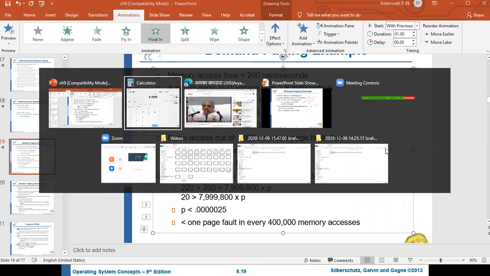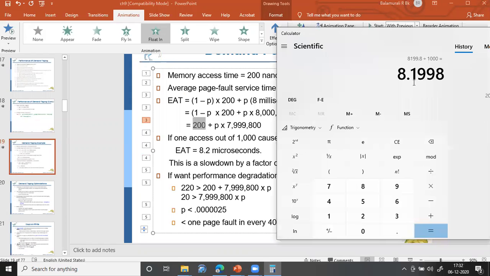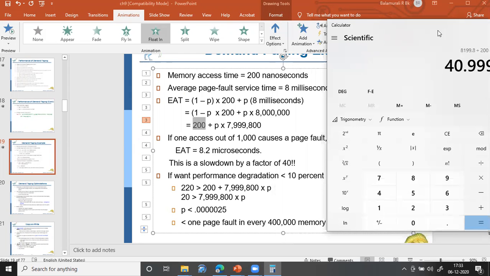But now we got how many nanoseconds? We got 8,199.8 nanoseconds. So just divide it by 200, which is the ideal case. What you get is 40.99. So approximately there is a slowdown by a factor of 40, which is not acceptable.